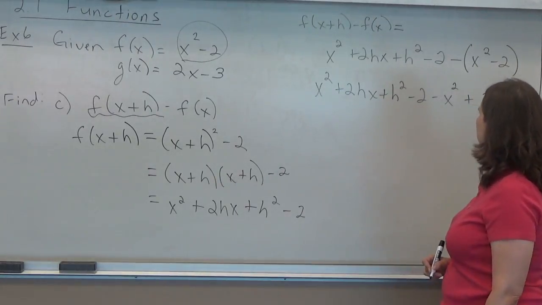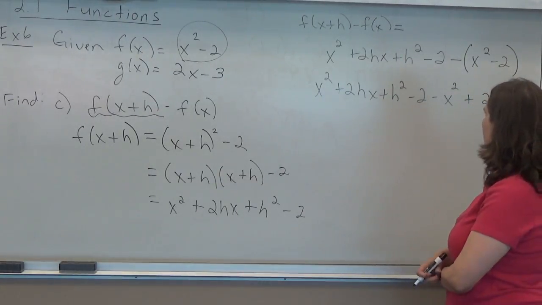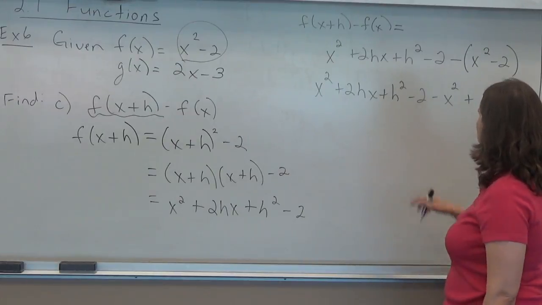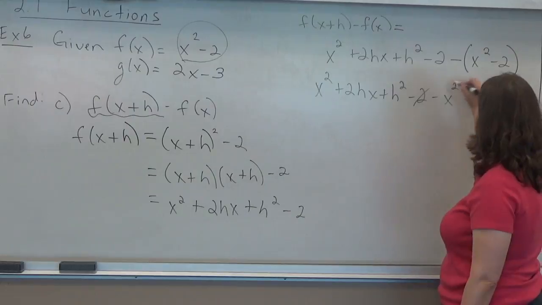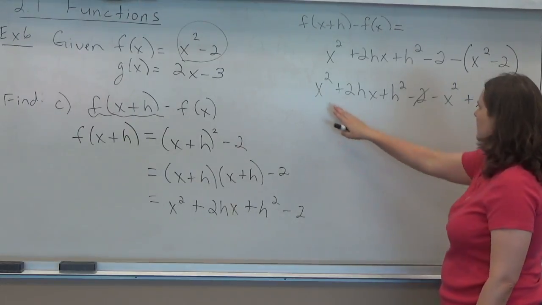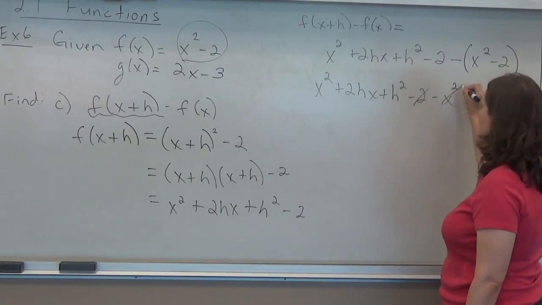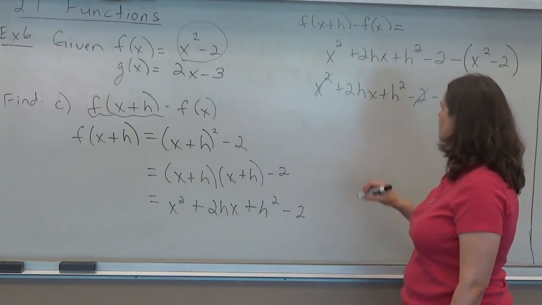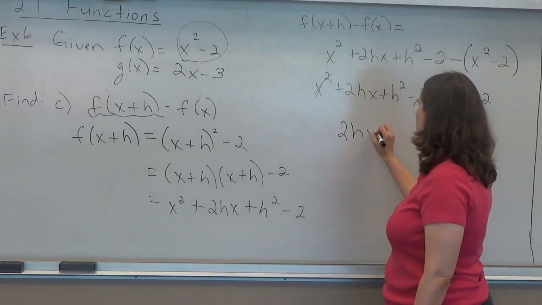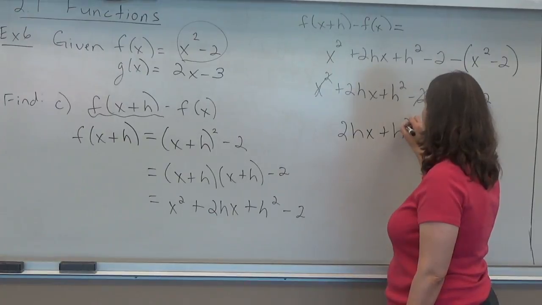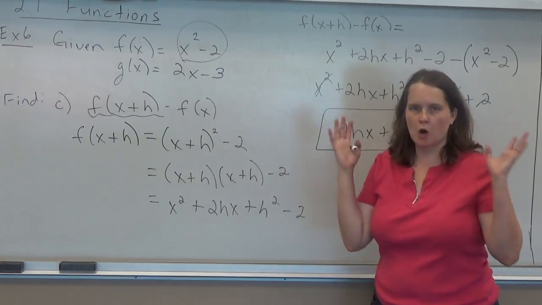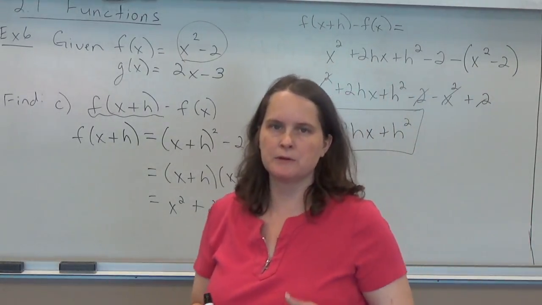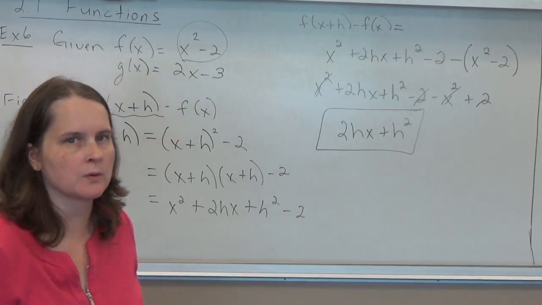Now, hopefully we can simplify a little bit more. I know that I can eliminate the 2's, the negative 2 and the positive 2, they cancel each other out. And then we've also got the positive x squared and the negative x squared we can cancel out. So we are left with just 2hx plus h squared. So please don't write this one off as being too hard because it's important. It's building up to another concept that we'll be working with in a few minutes.